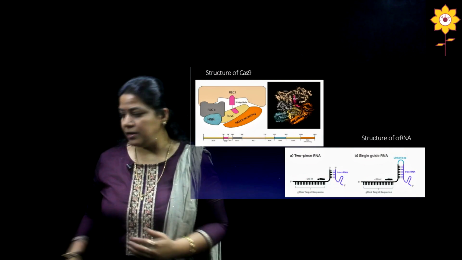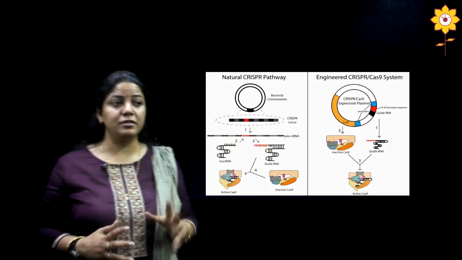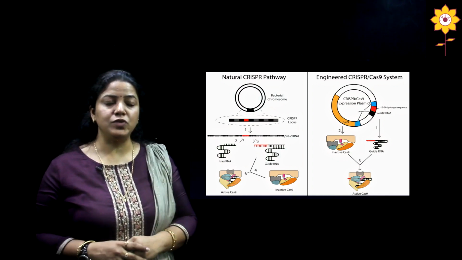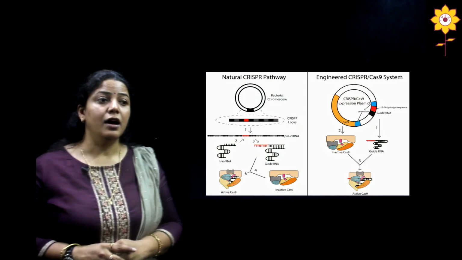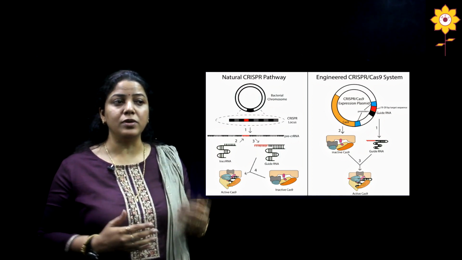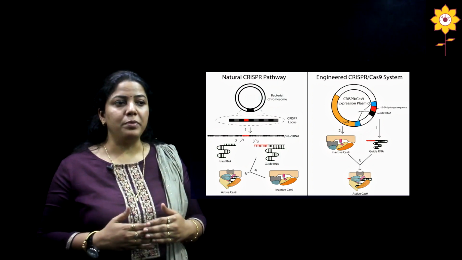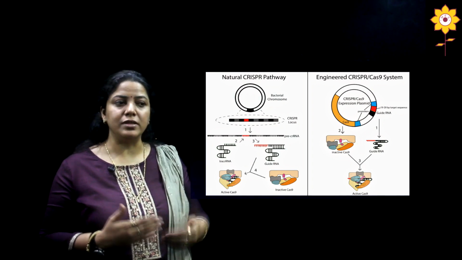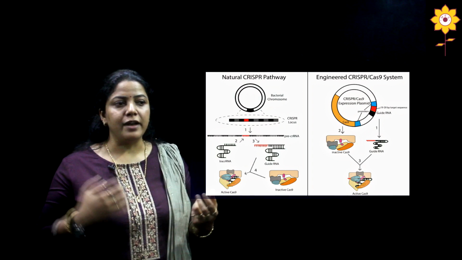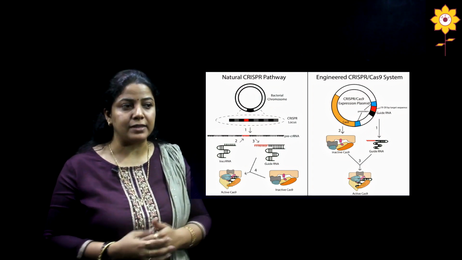Let us now see the comparison between the natural CRISPR-Cas system and the engineered CRISPR-Cas system. In the natural process, which we had already discussed in the earlier lecture, you have the CRISPR locus in which the genome of the viruses gets incorporated, and that will get transcribed and make up this entire guide RNA and the tracrRNA together, which goes and activates the Cas9 protein.